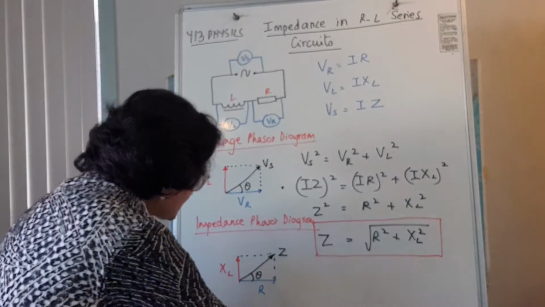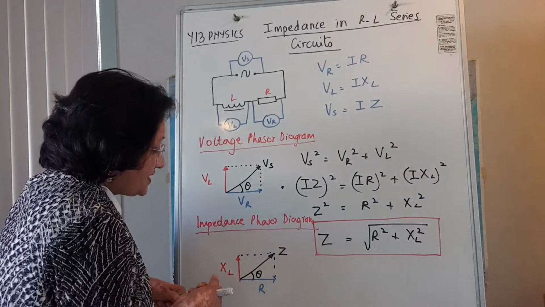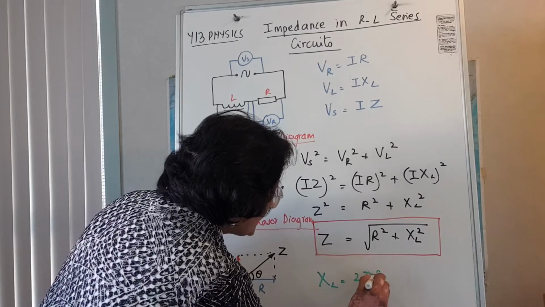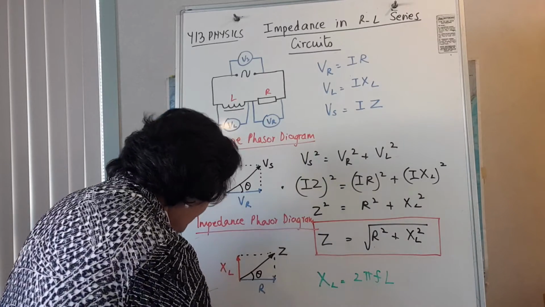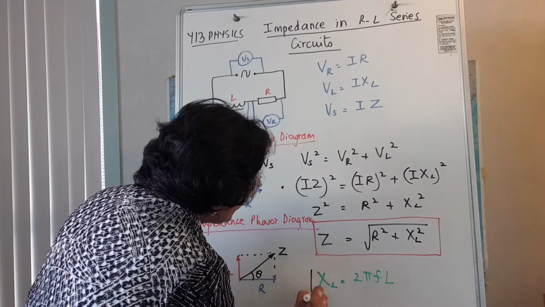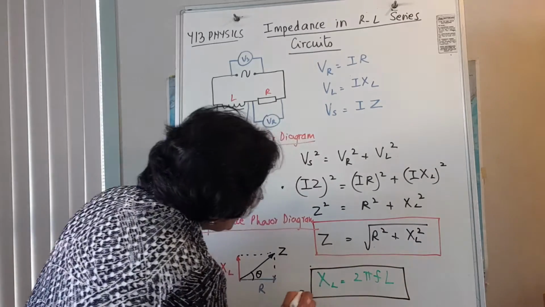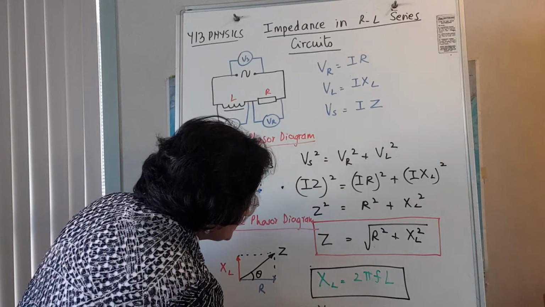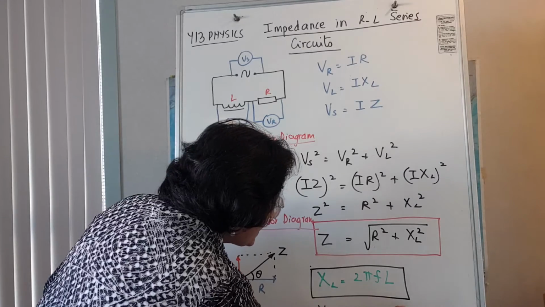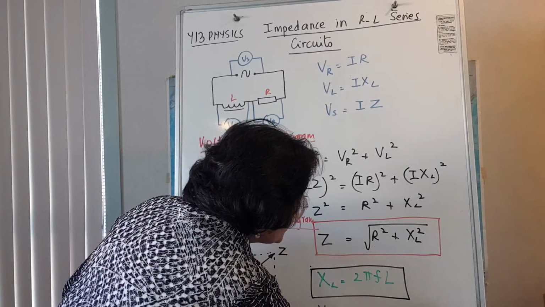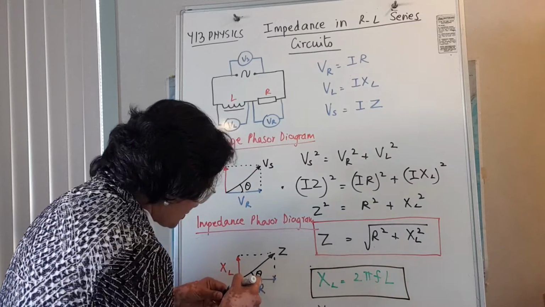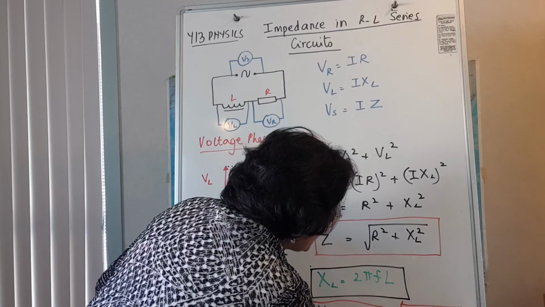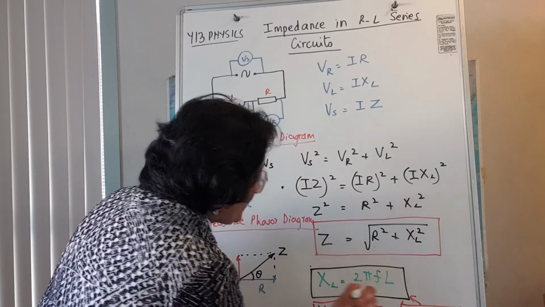Just one last thing, how do you get XL, which is the reactance of the inductor? XL is given by 2 pi FL, where F is the frequency of the supply and L is the inductance, which is a constant for an inductor. In your formula sheet, you might just see XL is omega L, and you will find omega is 2 pi F. So you've got to combine these two in order to get that. This is how it's on the formula sheet, so just putting these two together, you're going to get that.